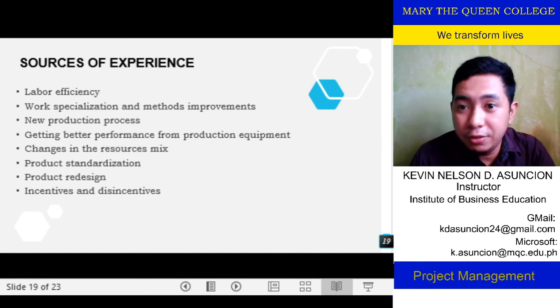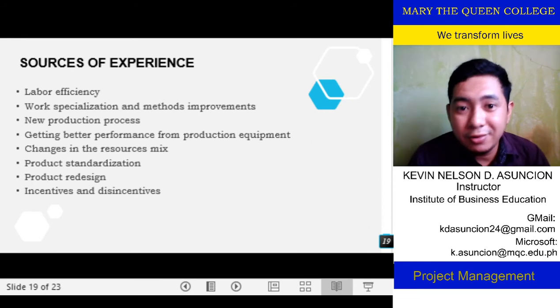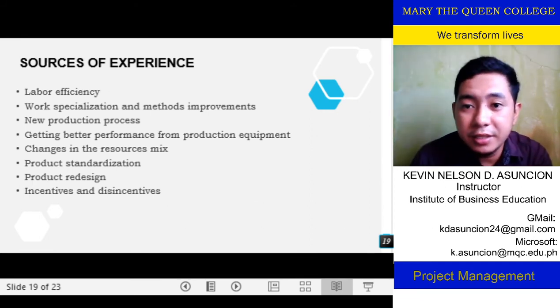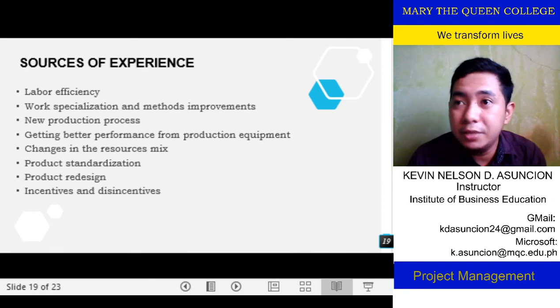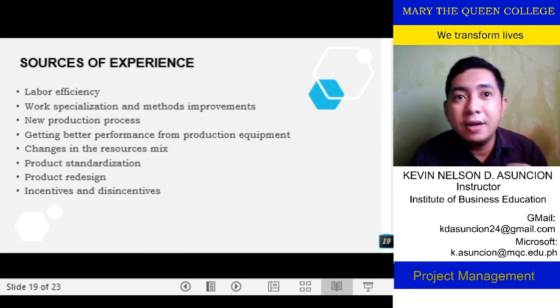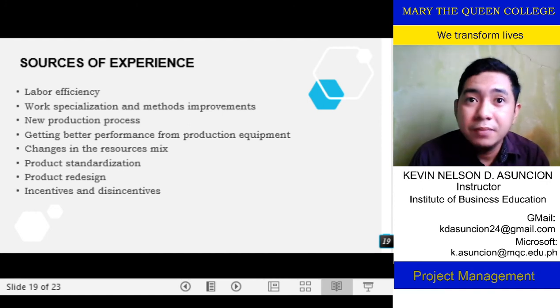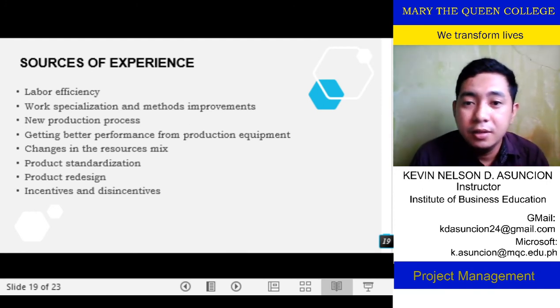Then, new production process. Nagbago ka ng process. No? At meron kang in-eliminate. And even the design, product design, no, redesign. So may binago ka para mas mapadali siya. Getting better performance from production equipment. So ibig sabihin, mas maintained o kaya mas naka-condition yung mga equipment mo. So it might be kasi baka dati low class o kaya hindi well maintained, no?